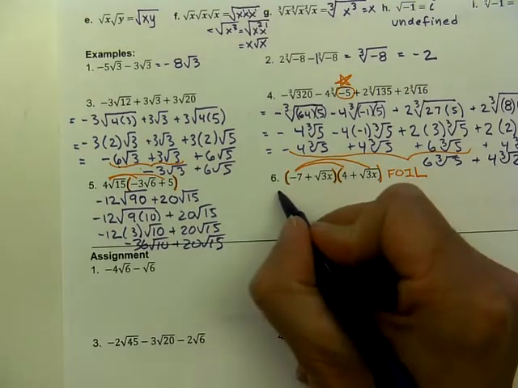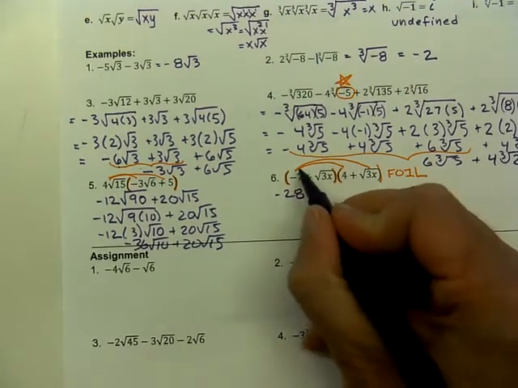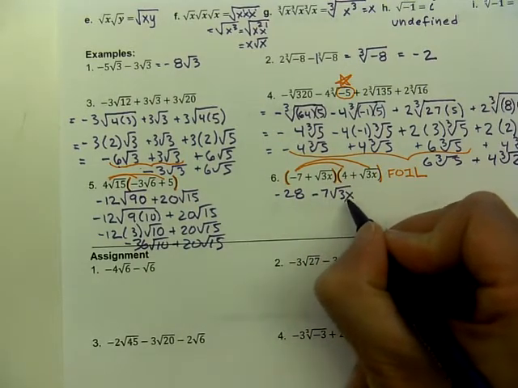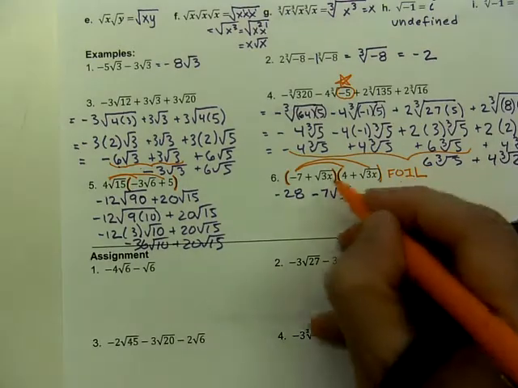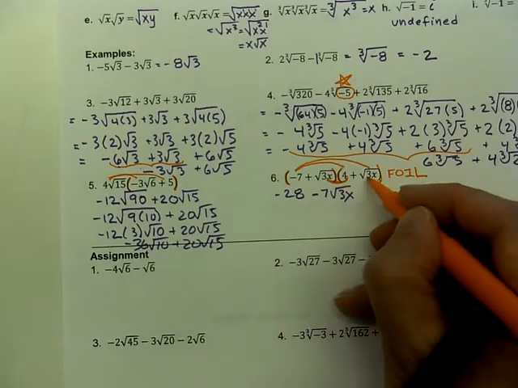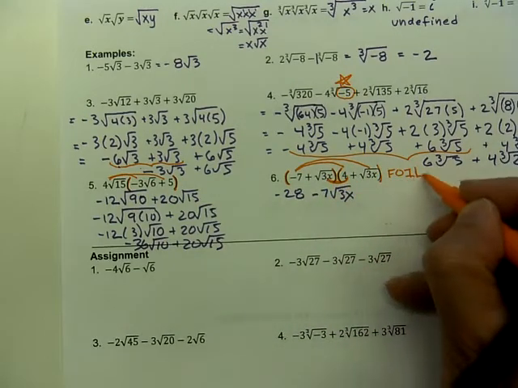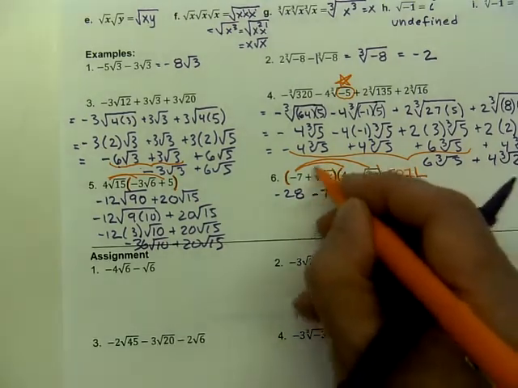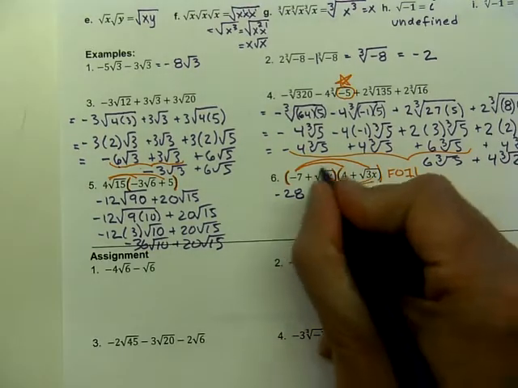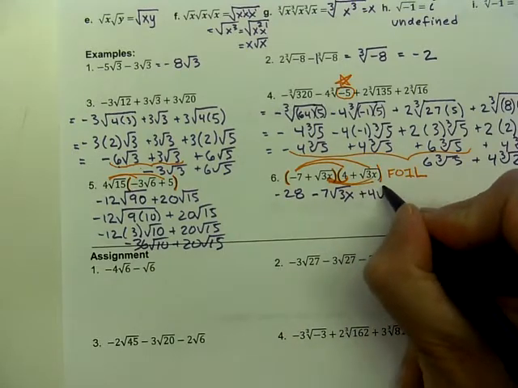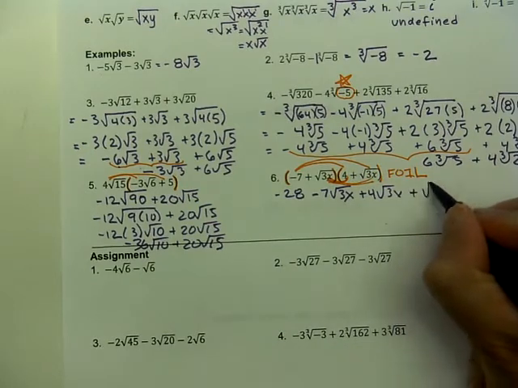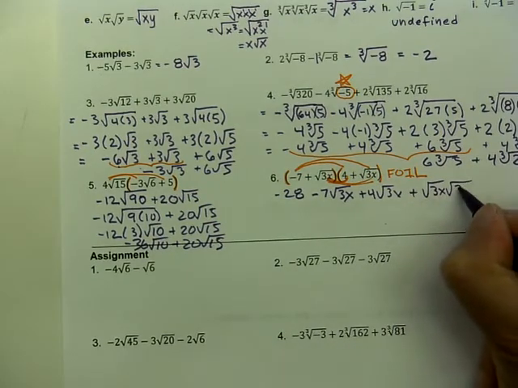So -7 times 4 is -28, and -7 times the root 3x is a -7 root 3x. The I stands for the inside or the innermost terms. So now we're taking this 3x and we're distributing it. The L stands for the last of each pair. So again, you can think of this root 3x as that being distributed to the binomial in the back. So with this multiplication, we have a +4 root 3x. And then with the last times the last, we have a +root 3x times another +root 3x.